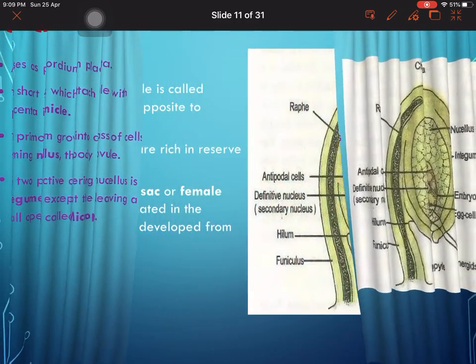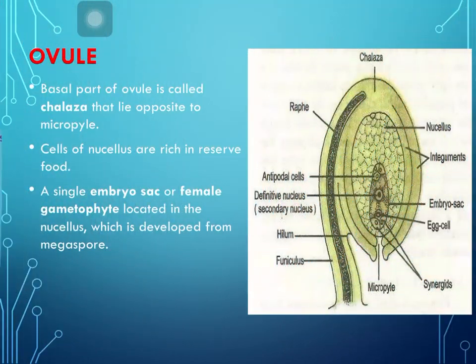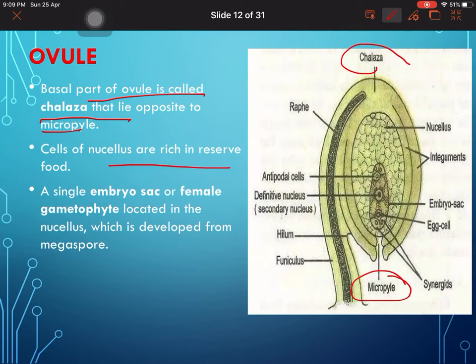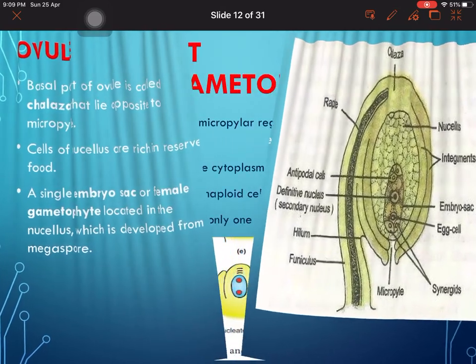Next, the basal part of the ovule is called the chalaza, which lies opposite to the micropylar end. So the opposite end is known as the chalaza. Cells of the nucellus are rich in reserve foods. A single embryo sac or female gametophyte is located in the nucellus, which develops from the megaspore mother cell, which we'll study next.